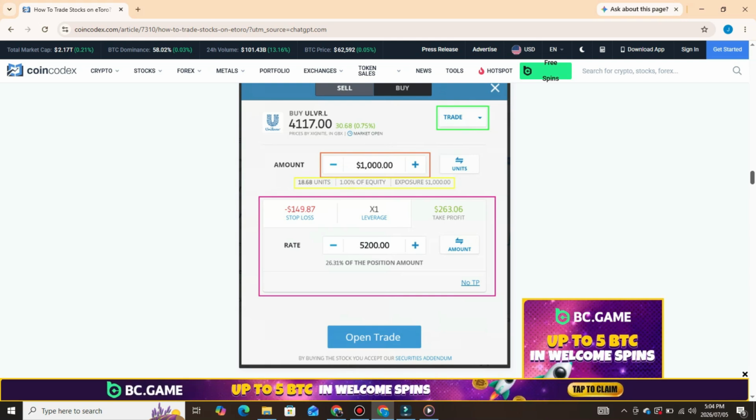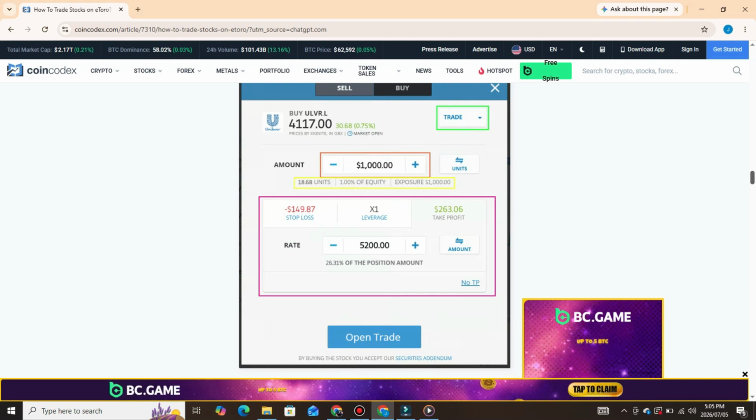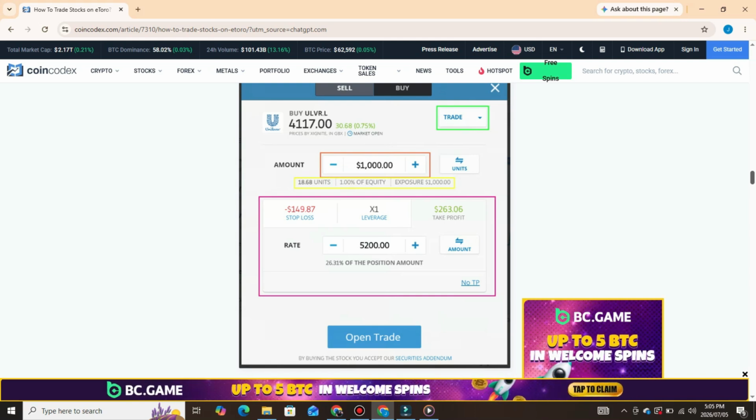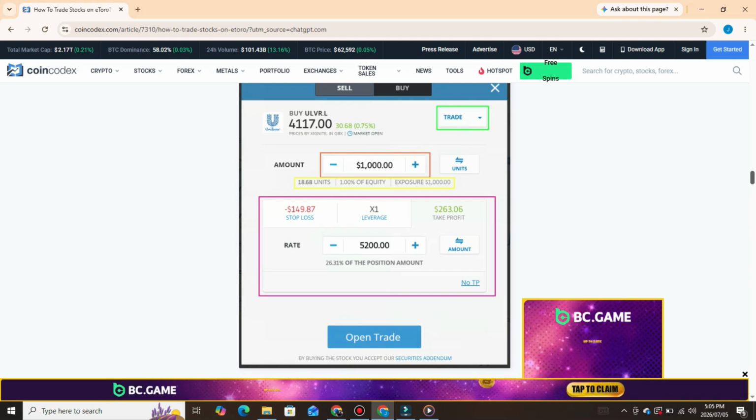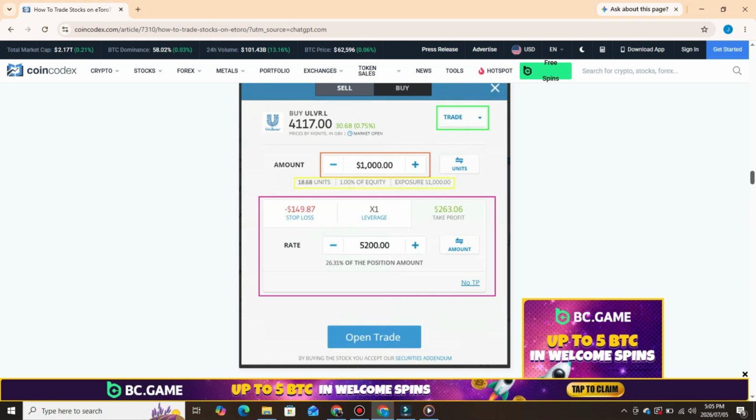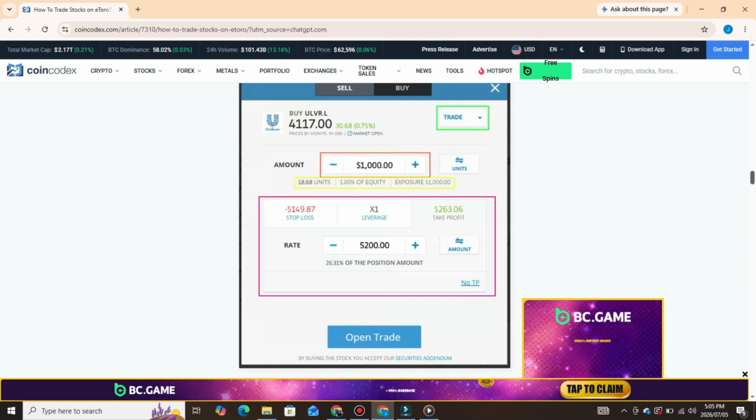As far as the leverage is concerned, we'll be keeping it at 1x, as higher leverage would introduce additional risks to our trade. After you click Open Trade, your order will be submitted, and your trade should be executed shortly. And that's it. You've successfully learned how to buy stocks on eToro.